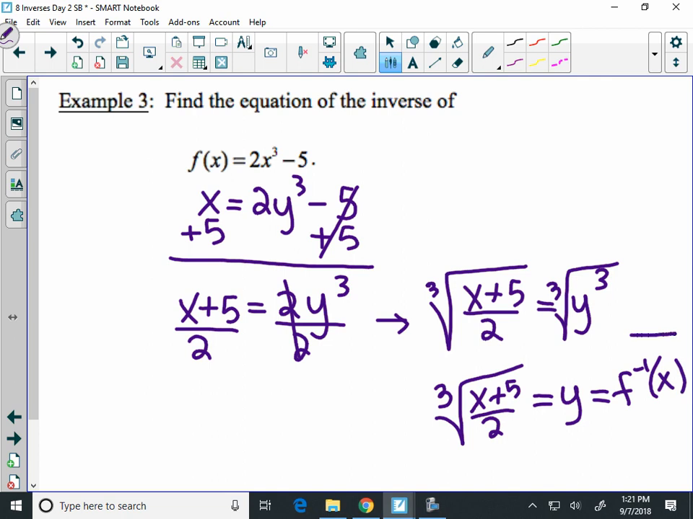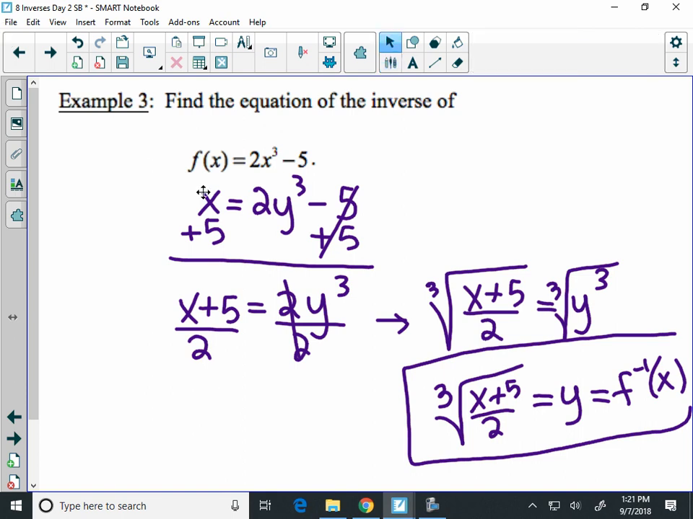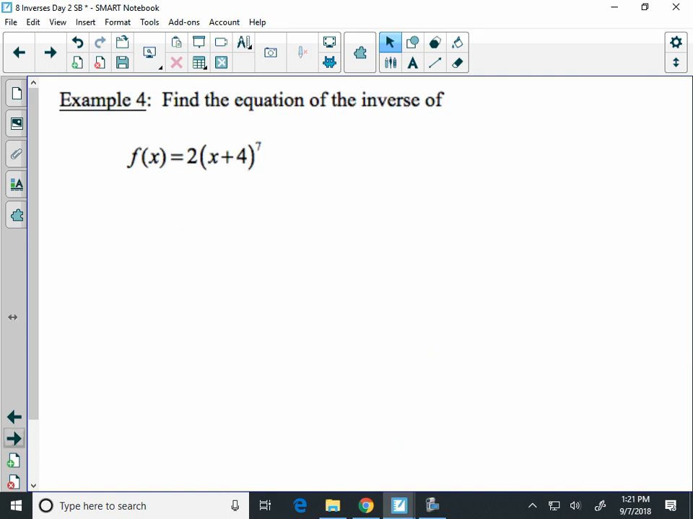Okay. That one is pretty straightforward. It's solved pretty much like the lines that we did on the last paper, except we had a cubed root. All right, good so far on that one. The last one we're going to do here is example 4. Now, example 4 is going to look a little bit different. I have f of x is 2 times the quantity x plus 4 to the 7th power. Right? We don't really deal with 7th power very often, but we're going to find its inverse.